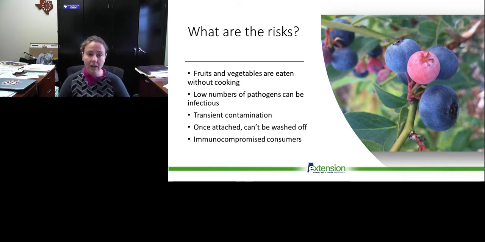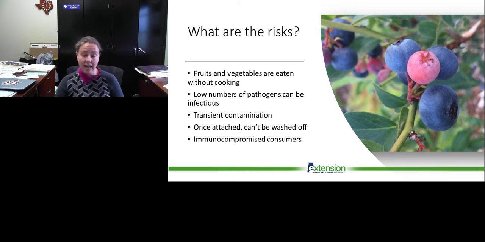So, once attached, pathogens can't be washed off of most fruits in most processes anyway. So if you think about the surface of a blueberry, scrubbing that surface is not a feasible thing to do, right? We destroy the product doing that.